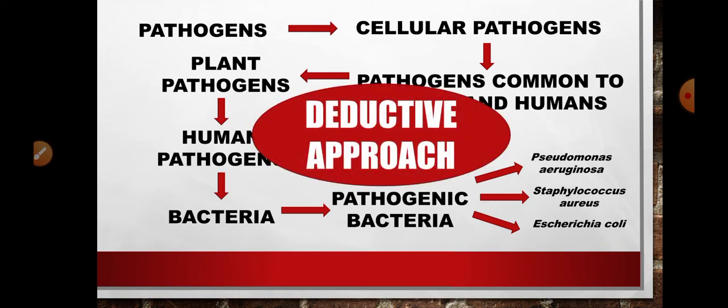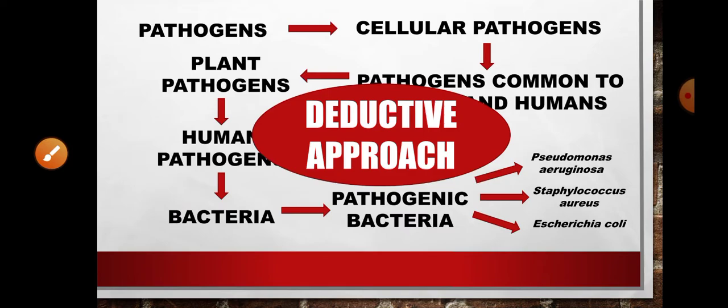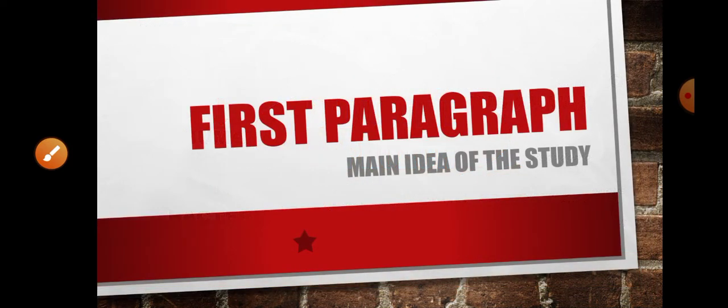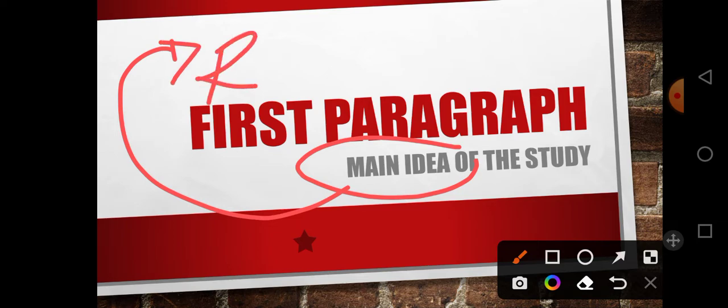The deductive approach is a kind of approach wherein we go from a broader or general idea to a more specific idea. And with this example, we can say that the first paragraph is concerned with the main idea of the study. And this main idea of the study is actually pertaining to your research topic.